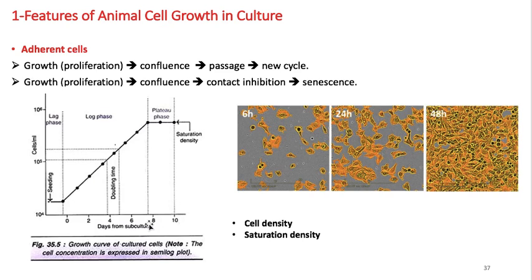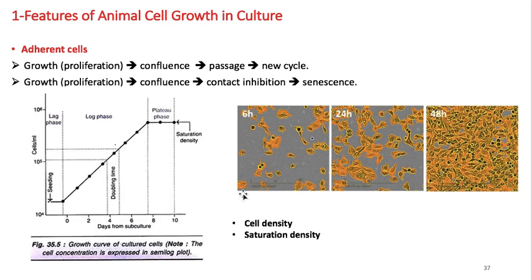This may lead to contact inhibition or not if we do the passage, if we take these cells and put them in a new petri dish. There are multiple factors that influence the confluence and the cell density and saturation.